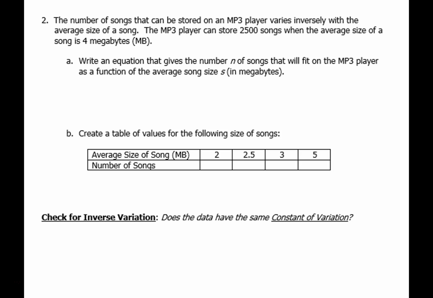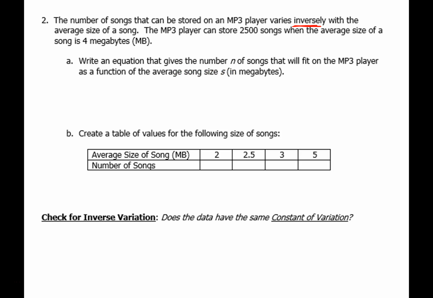This problem says the number of songs that can be stored on an MP3 player varies inversely with the average size of the song. The MP3 player can store 2,500 songs when the average size of the song is 4 megabytes. So if you have really big song files, you can't store as many songs on your player, whereas if you have really small files, you can store a bunch of them. Makes common sense, right? So let's see, write an equation that gives the number n of songs that will fit onto the MP3 player as a function of the average song size.